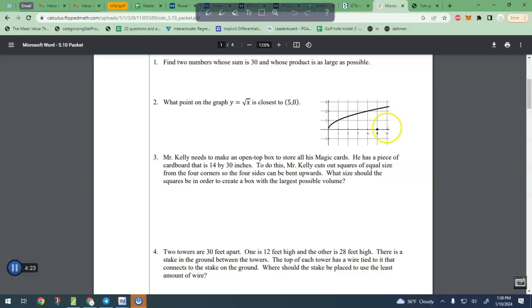Okay. So this is... I'm afraid to write that. That's the point (5, 0). Somewhere up there is the point. We want the point on this graph that's closest to that point. So we're getting closer, closer, closer, closer.